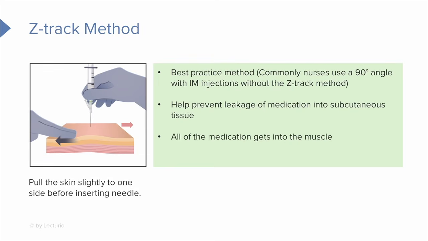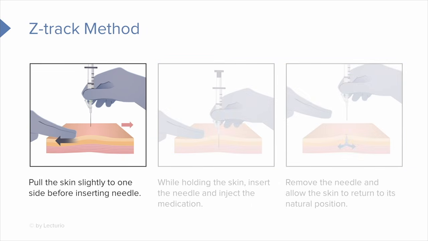The theory is that you're going to get all of the medication into the muscle, and you're commonly going to use it for meds that may stain the skin, for example, such as an iron intramuscular injection. Now, it really is best practice, but I'll just be straight with you. This is not a method that you're going to see a lot in a clinical setting. But let's talk about it. So first here, if you take a look at the image, the whole point is that you are making kind of a zigzag pattern, which is why we call it the Z-track method.